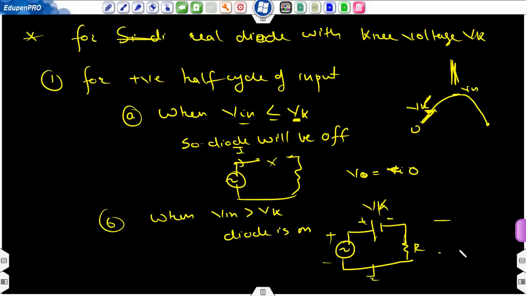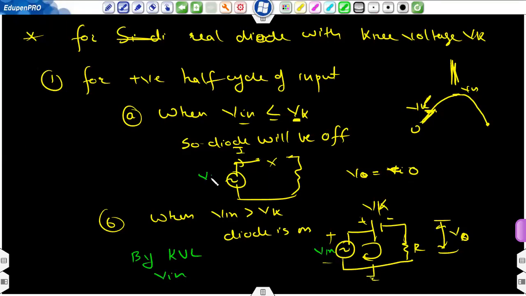So now what will be the value of the voltage V0? VR and V0 are the same thing. Apply KVL into this loop. By KVL, this is Vin, so Vin minus Vk minus V0 is equal to 0. So V0 is equal to Vin minus Vk. This Vk value is constant, so V0 will always be less than Vin by this amount, Vk.